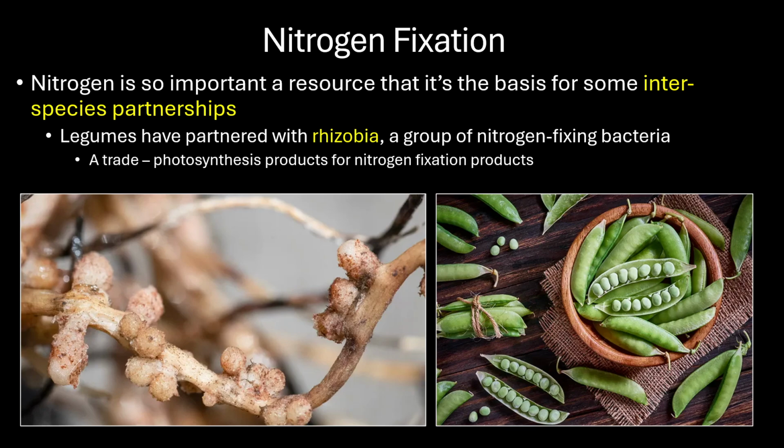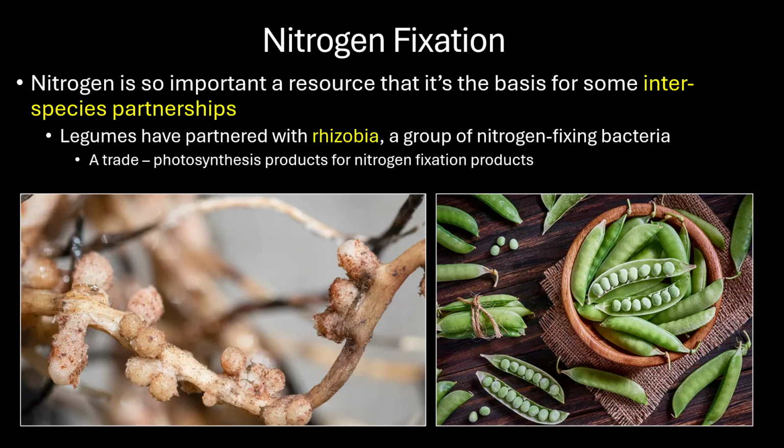So a great example of this is the nitrogen fixation that occurs in legumes. Okay, so if you've ever eaten peas and beans and what else? A lot of different plants fall into this, right? But particularly beans and peas. They are members of the legume group. And legumes are unified by an interesting association that they have with bacteria.